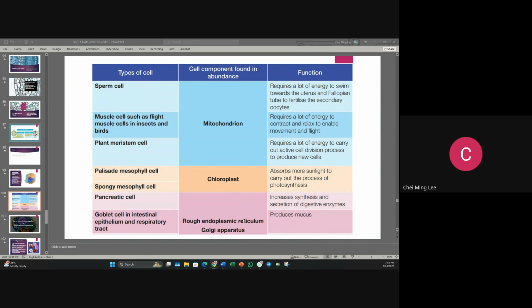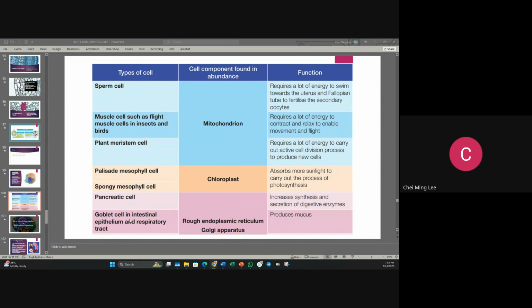Then rough endoplasmic reticulum and Golgi apparatus are important for the synthesis of protein. Pancreatic cells and goblet cells in the intestinal epithelium and respiratory tract need to release hormones and enzymes. Hormones and enzymes are proteins, so they need the Golgi apparatus and rough endoplasmic reticulum to modify the protein. You can understand? These two organelles are used to modify protein.